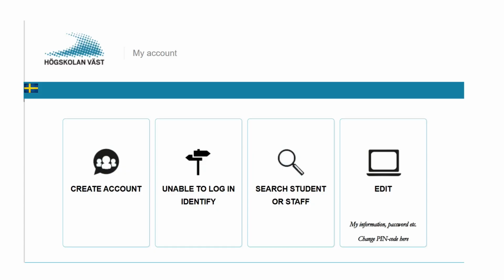And then another tool, it's not a learning platform, but My Account. This is how it looks when you get into your account. You can click the flag to change the language from Swedish to English or English to Swedish if you want to work on your Swedish. There's create account. If you forgot your login, you can click enable login or identify. If you want to search for a student or staff, you can click that, and then edit. If you forget your PIN code, no worries, you just change it through your account. This also includes information on your address and your emails. So it's important to have all of your information up to date this way.